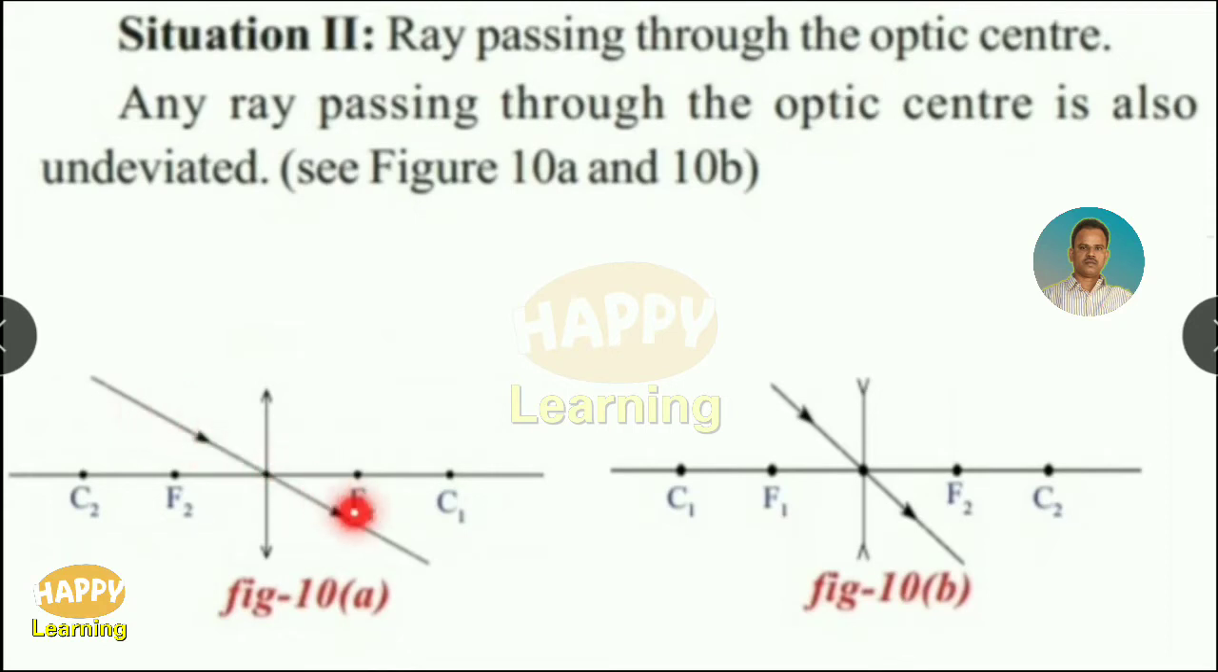It is undeviated. Similarly, in case of a concave lens, this light ray is passing through the optic center and its path is undeviated. It continues along the same path even after crossing the lens. Okay, next.